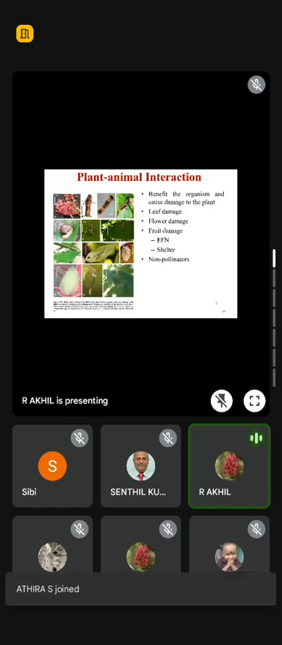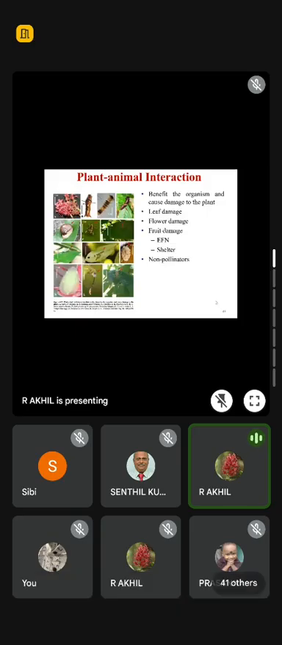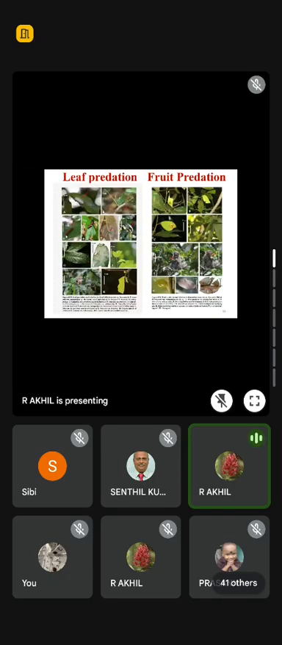Some other organisms may cause damage to the plant, such as leaf damage, flower damage, and fruit damage. Sometimes they are not pollinators, but they will affect the plant's fitness. Some pests were observed in the inflorescence of rectapushpa, and some caterpillars were identified, and some snail species also ate the leaves of Humboldtia. And leaf predation occurs in the selected species.